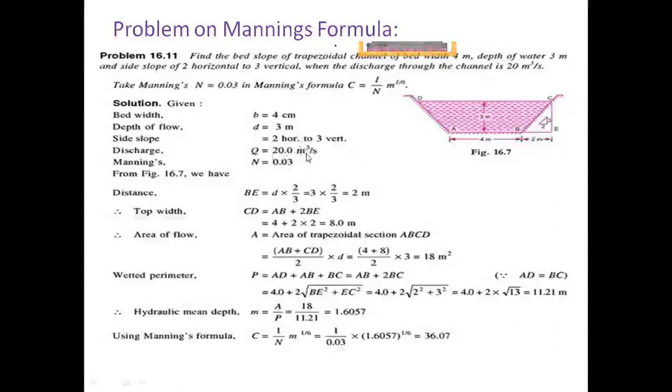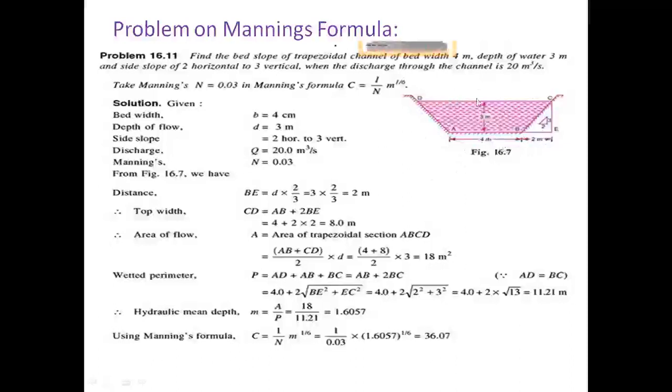The discharge value is given as 20.0 meter cube per second. Manning's constant is given as small n equals 0.003. Now find out the distance BE. For that, take small d into the side slope of the channel: 3 into 2 by 3. Here the 3s cancel, and the remaining value is 2 meters. So the distance BE equals 2 meters. Both sides the BE distance is the same, so both sides are taken as 2.